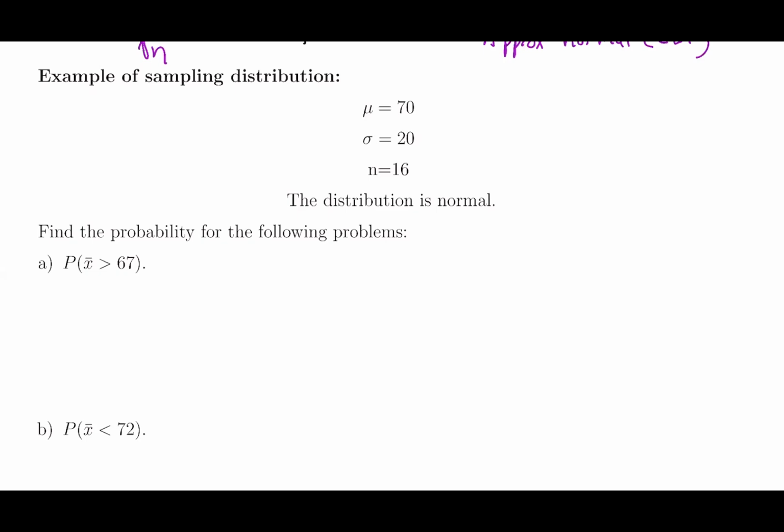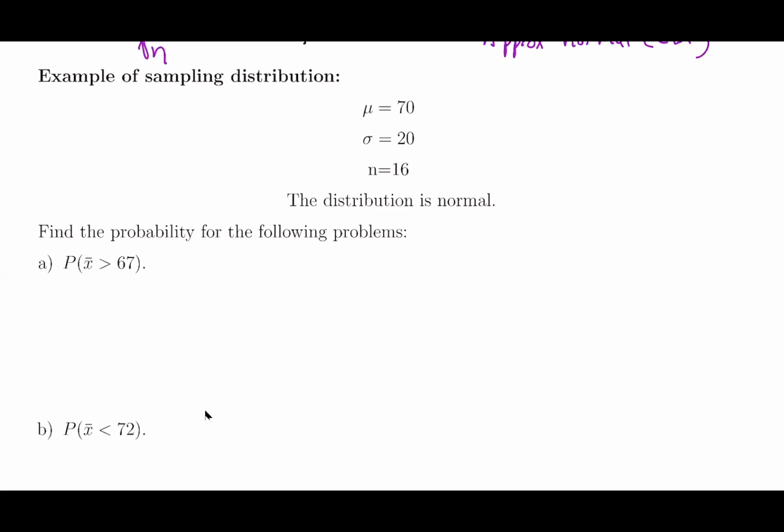Okay, if you look at this problem, it tells us mu is equal to 70, sigma is equal to 20, and n is equal to 16. And they tell us the distribution is normal. So we already know the distribution is normal, so there's no need to check the central limit theorem. That means we can go ahead and find the probability for this one.